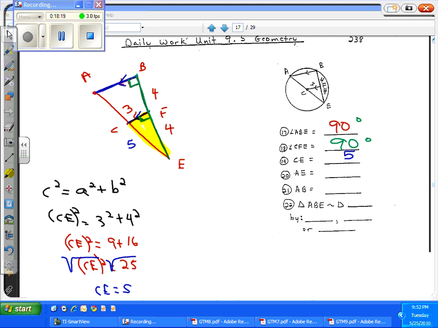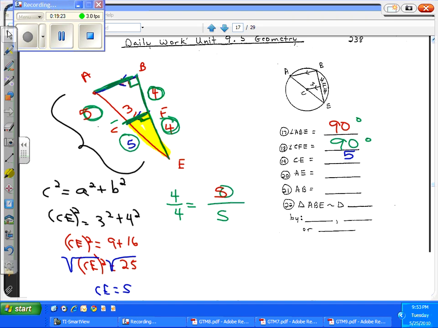What about AE? Well, there's another theorem that just popped out here. If a line is parallel to a side of a triangle, then it divides the other two sides proportionally. So top piece over bottom piece equal top piece over bottom piece. 4 over 4 equal something over 5. Well, it's got to be a 5 because 4/4 equal 5/5. So this is also 5 by the theorem about sides divided proportionally. That means that the whole thing from A to E is 5 plus 5, which is 10.